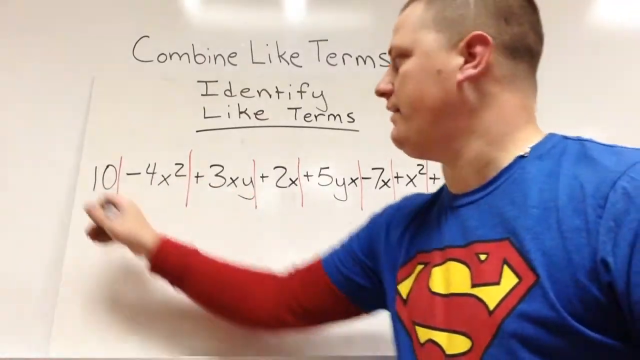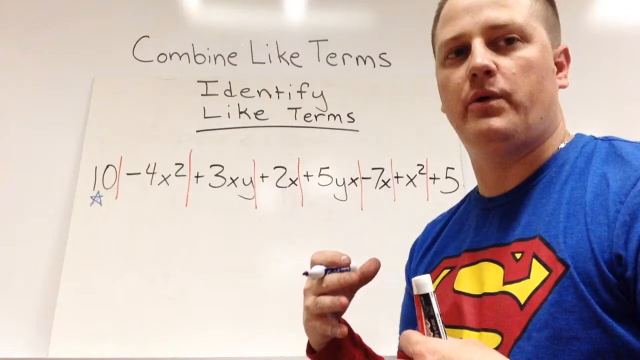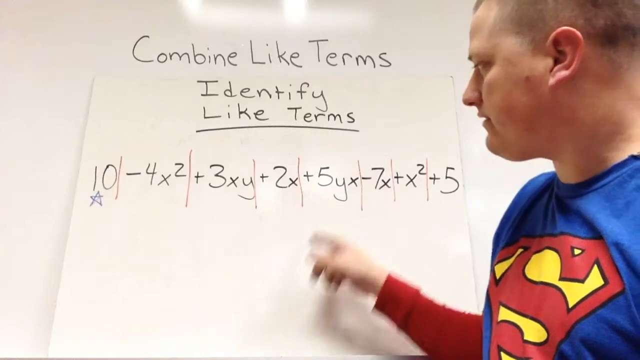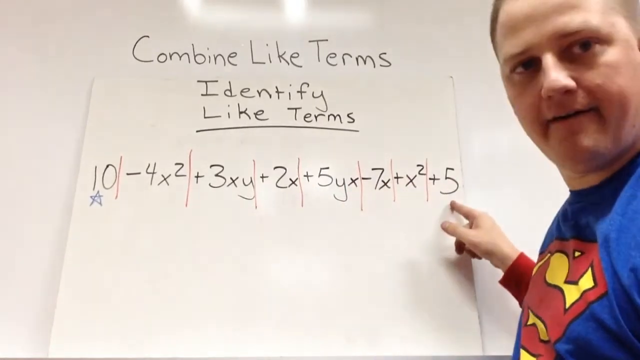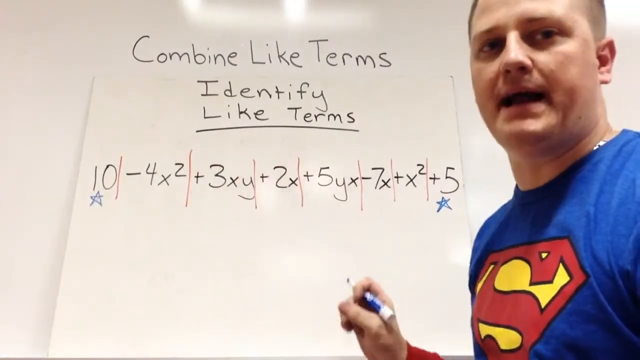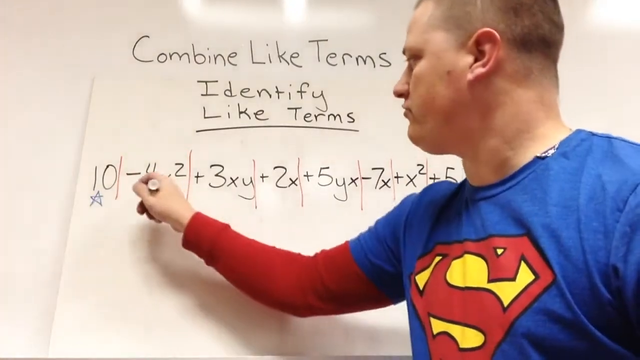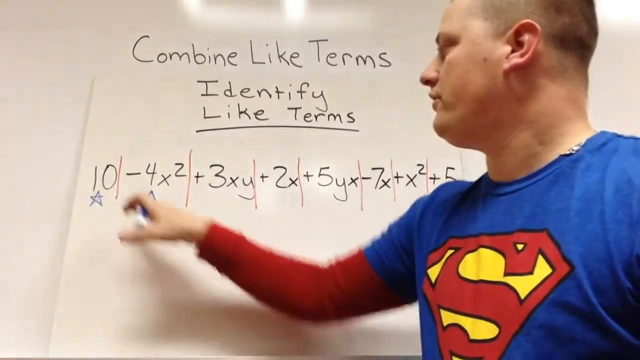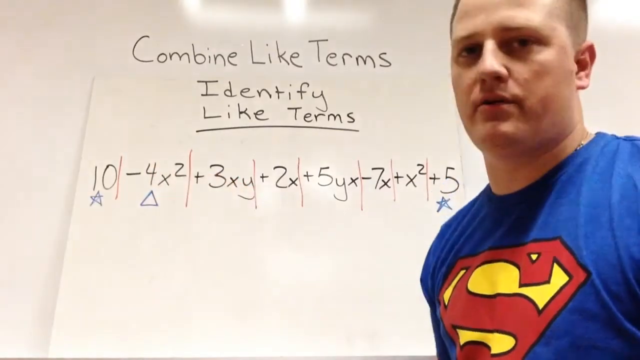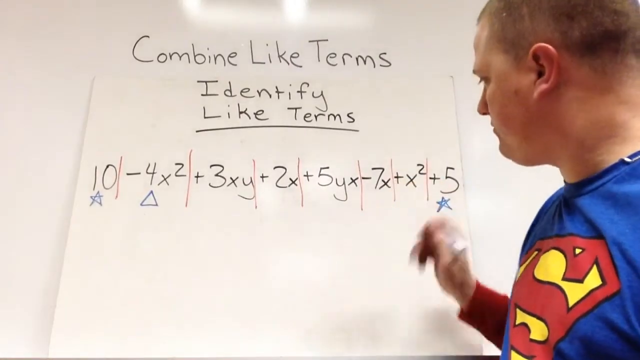So we're going to start with our 10. I'm going to put a star under it. The 10 doesn't have any variables, so it would be like with other things that don't have any variables. X squared, xy, x, yx, x squared, 5. That one doesn't have a variable. So what we could do is combine 10 and 5. Okay, next one, negative 4x squared. I'm going to use a triangle here. So this would be like with something that has x squared with it. xy, x, yx, x squared. This would be like.